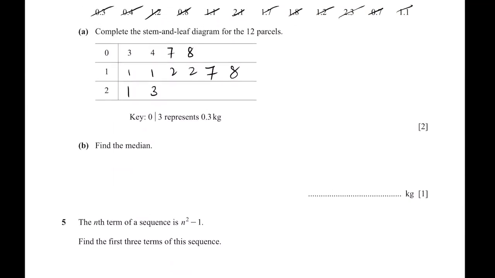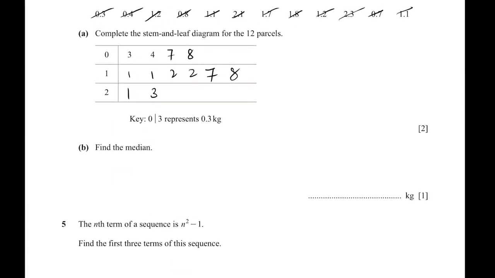Find the median. So there are 12 parcels. All you need to do is take 12 plus 1 divided by 2, 13 divided by 2, 6.5th parcel. 1, 2, 3, 4, 5, 6, 7. So 1.1 plus 1.2 divided by 2, 1.15.